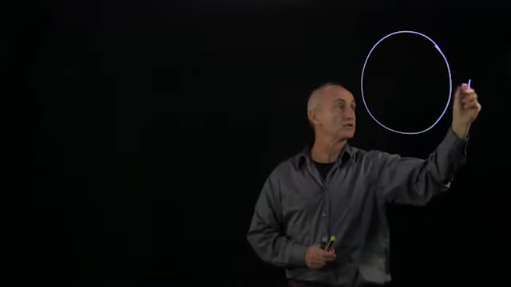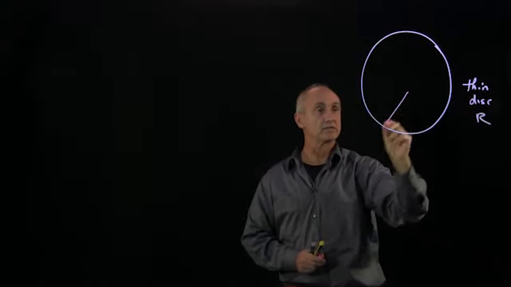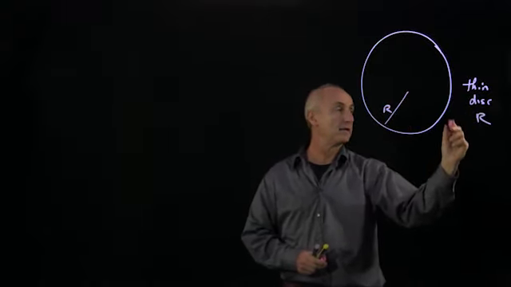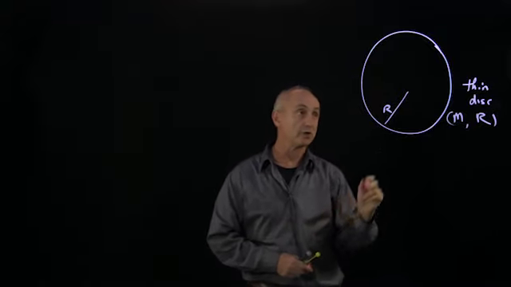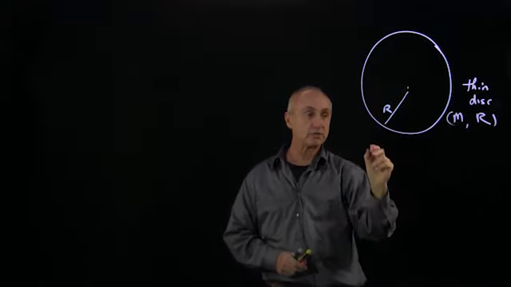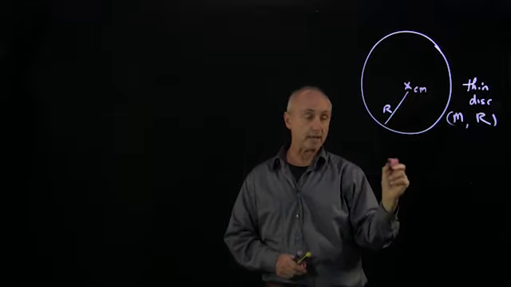I would now like to calculate the moment of inertia for a very thin disk. So we have a thin disk, and the radius of that disk is r, and it has a mass m. And I would like to calculate the moment of inertia for this disk. Now, let's just remind ourselves what point we're calculating it about: the center of mass.